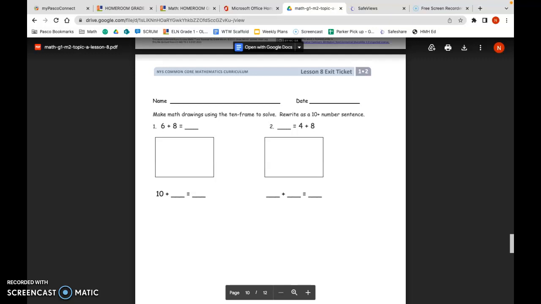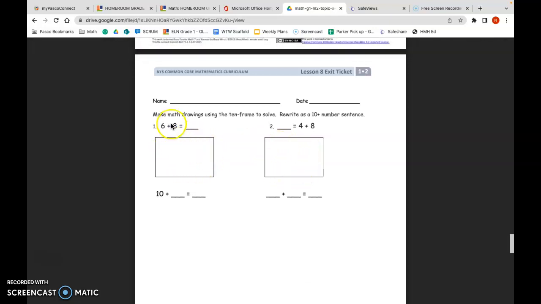Hi friends, this is your Lesson 8 exit ticket. So for these two problems, what I want you to do is first, draw a math picture in this box, okay? You're going to draw a picture to match this number sentence up here. Then I want you to circle 10, whatever you drew, whether it was circles or dots or stars, circle 10.